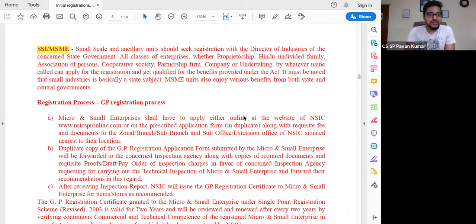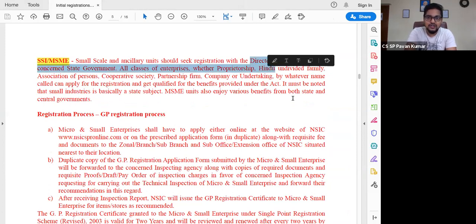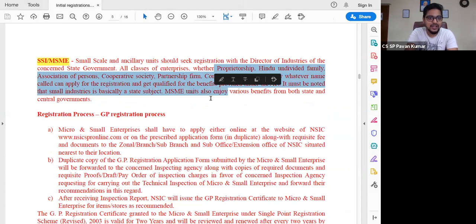Coming to the next one, the MSME or SSI registrations, which is for small scale and auxiliary units, who should seek registration with the director of industries. So where do we seek registration? To the director of industries of the concerned state government. All classes of enterprises, whether proprietary, HUF, AOP, societies, partnership firm, company, or undertaking by whatever name called, can apply and be qualified under this particular act.